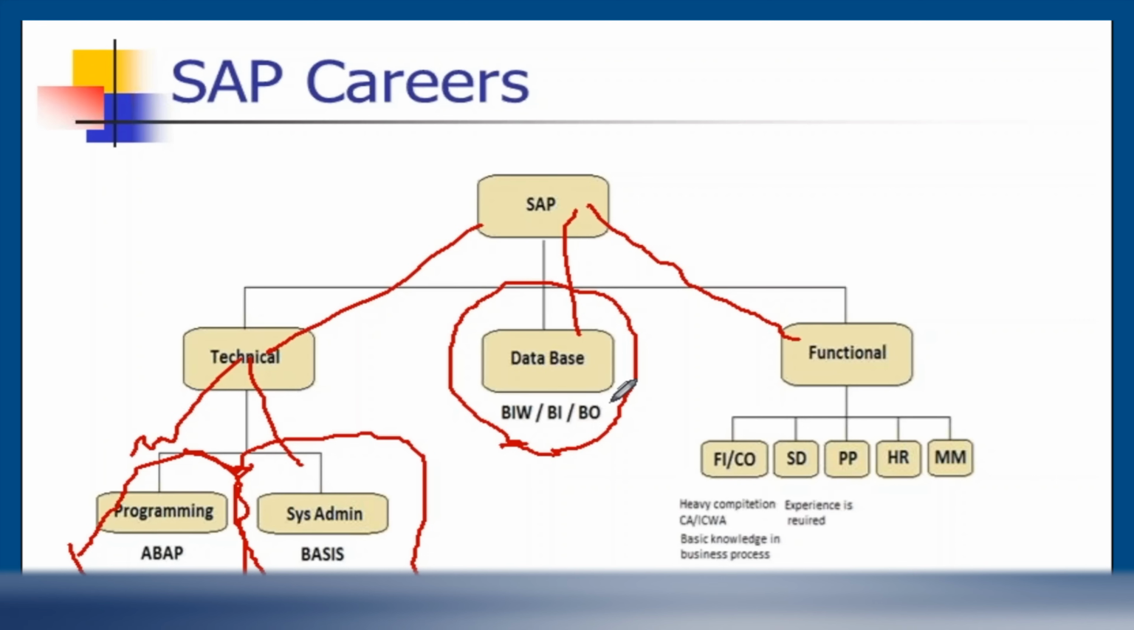Srinivas, I don't want to write any programs. I don't want to be on the technical side, but is there any career for me? Then SAP says, come on down. This is the functional area. It is going to be there.